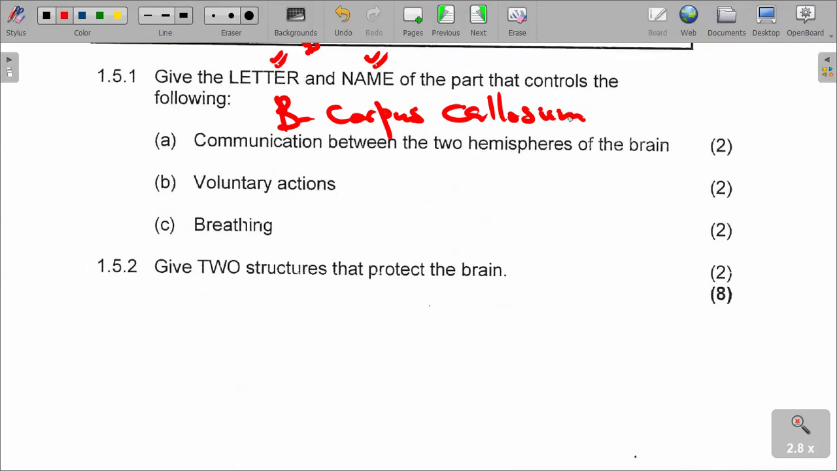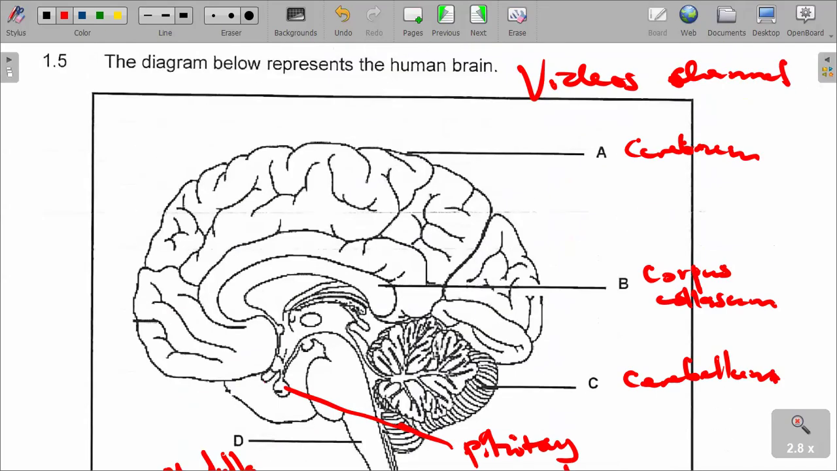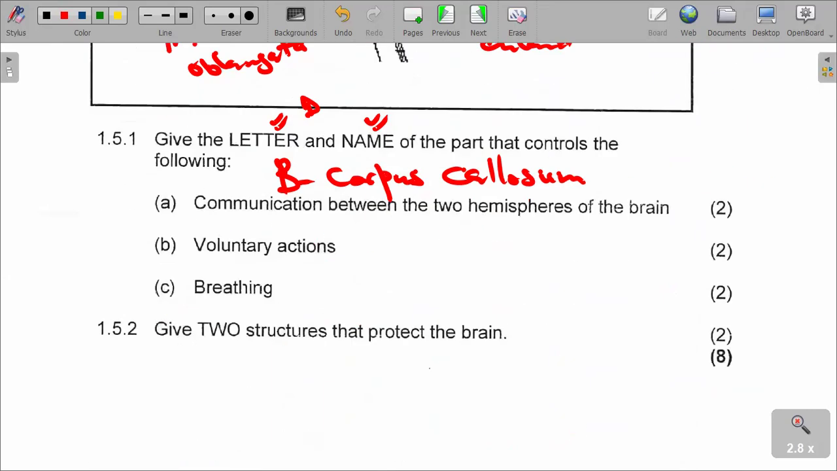And then voluntary actions. You need to always know that voluntary actions in the brain are controlled by the cerebrum. You need to look at which letter represents the cerebrum, as we have labeled already. You are just looking for the letter where the cerebrum is given. So it is letter A, cerebrum.